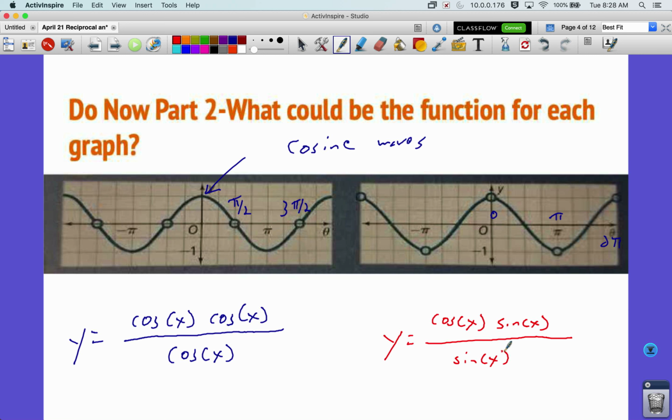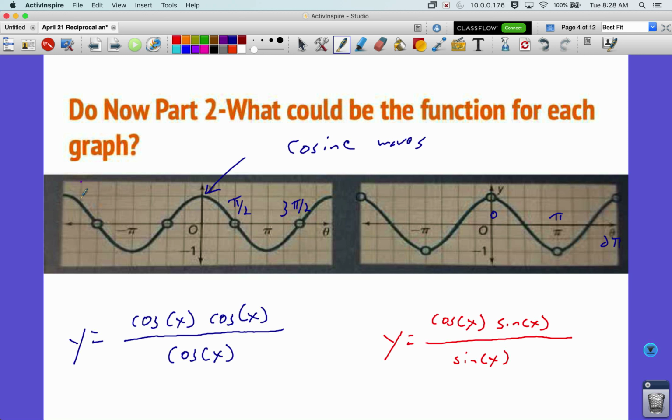So if I put a sine of x at the top and the bottom, they will most of the time cancel each other out, except for right at 0, when sine of x is equal to 0, we'll have 0 over 0. This is undefined, and we'll get holes in our function.